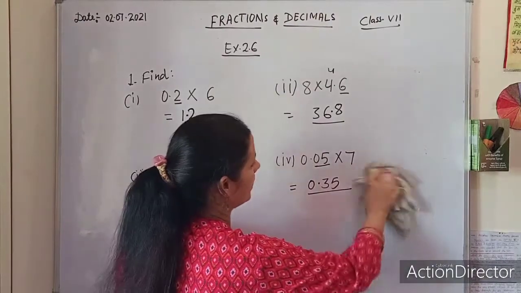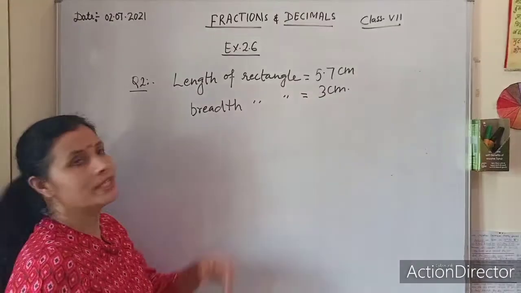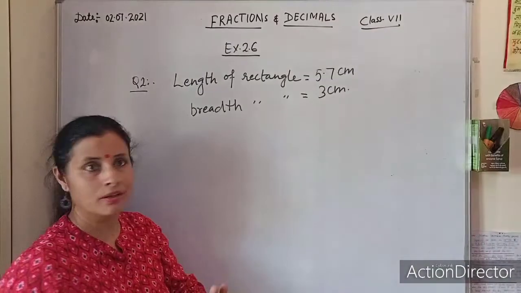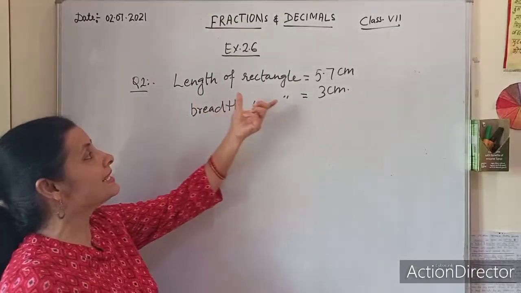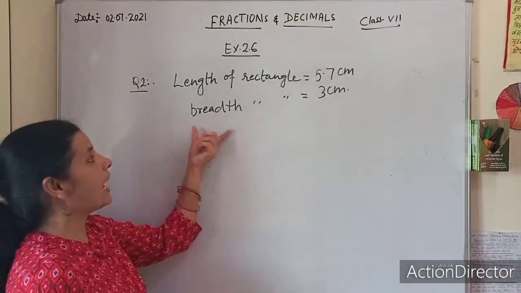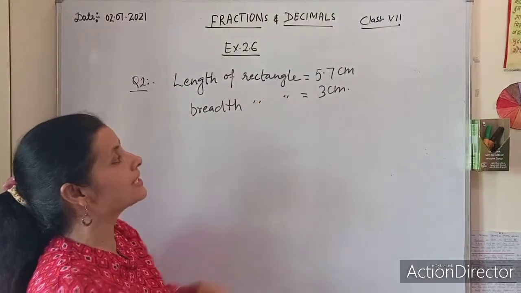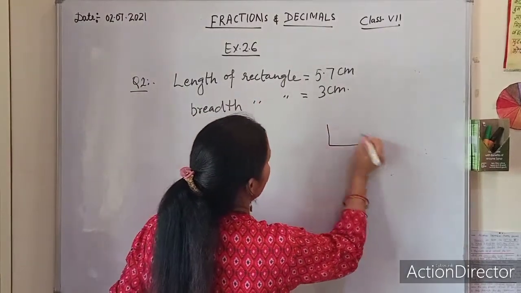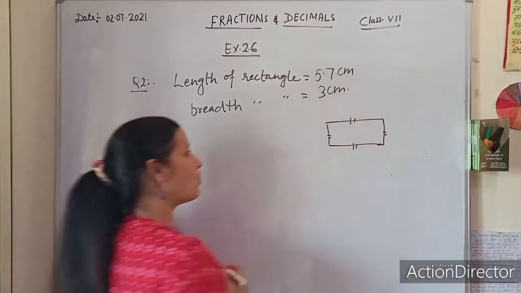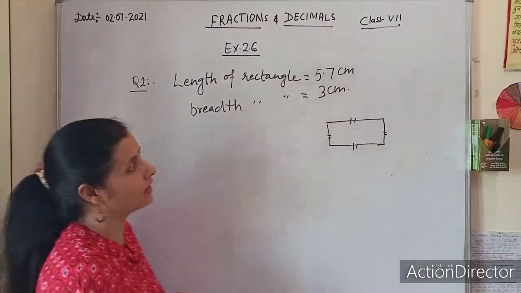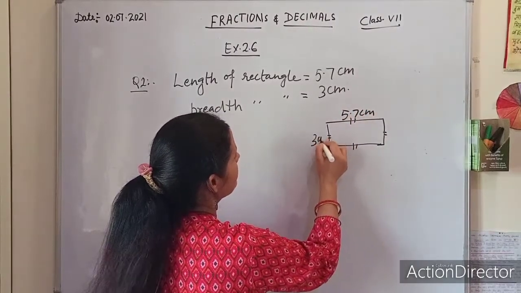Question number 2. Note it down in your notebook. Coming to question number 2, which is a word problem related to decimals. Here it is written: find the area of a rectangle whose length is 5.7 centimeters and breadth is 3 centimeters. So we need to find the area of this rectangle. Suppose this is the rectangle. Do you know about a rectangle? A figure whose opposite sides are equal is called a rectangle.